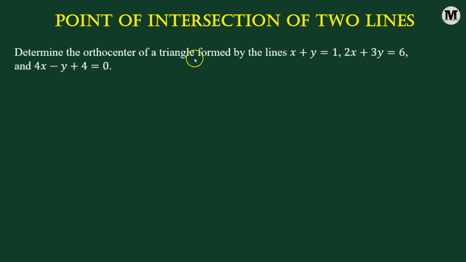Determine the orthocenter of a triangle formed by the lines x plus y equals 1, 2x plus 3y equals 6, and 4x minus y plus 4 equals 0. Okay, let us begin. So what we have here is a triangle, and the sides of the triangle are given in the form of an equation.